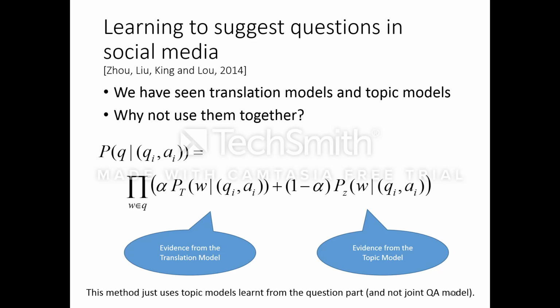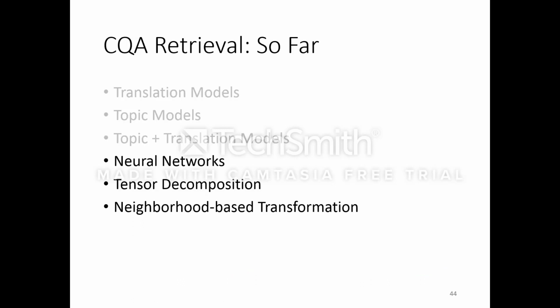This method simply uses topic models learned from the question part and not the joint QA model. That's worth mentioning here. So it's not exactly the same kind of topic model that we had introduced earlier. It's a slightly different version of the topic model, which is learned over only the question parts. Okay, so let's see how far we have gotten.